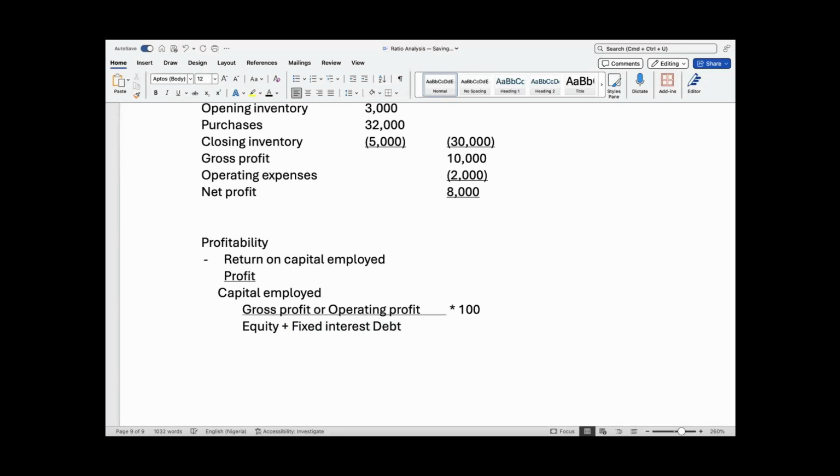But if the profit you're using is net profit or profit for the year, capital employed is simply equity.